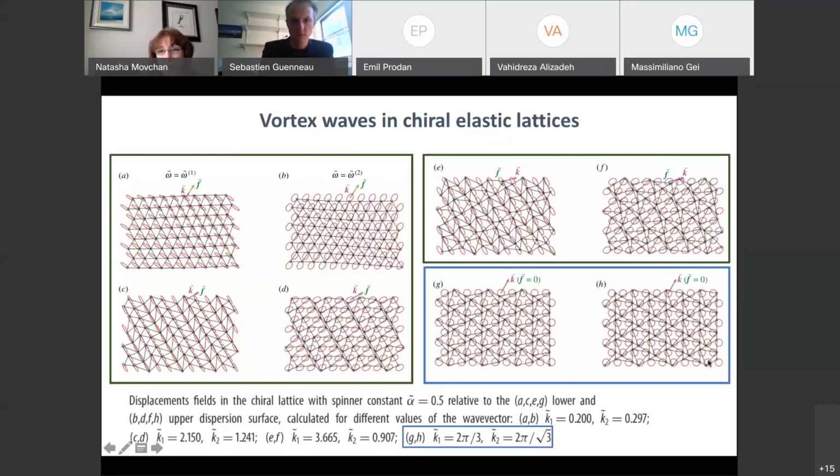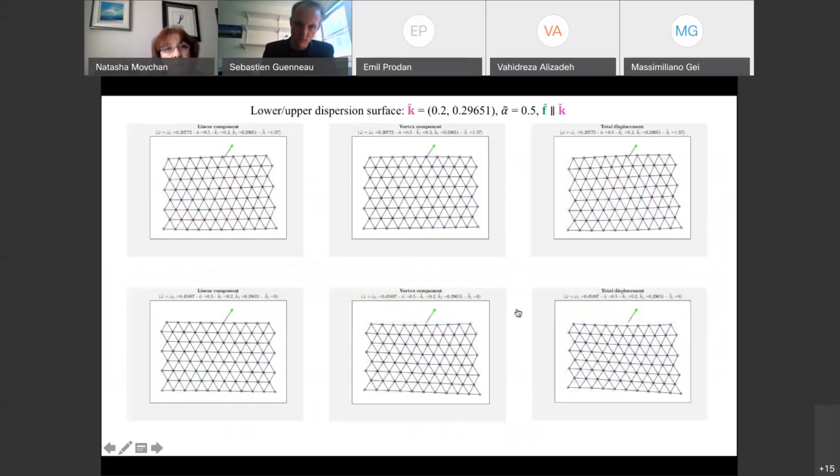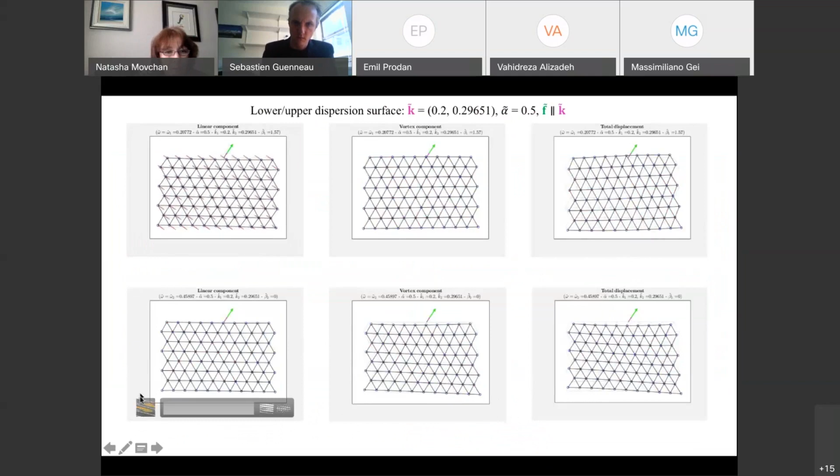And the only type of motion is associated with the vortex component. And we can see that the trajectories in this case are circular. I'm going to show you some movies. I'm going to make these two movies move.